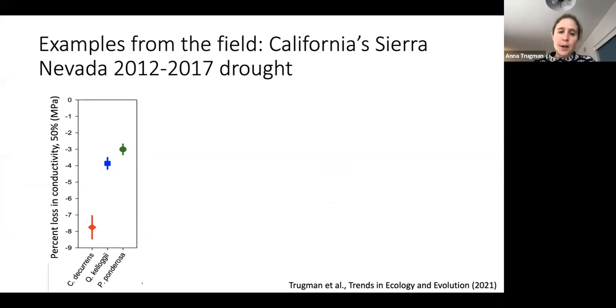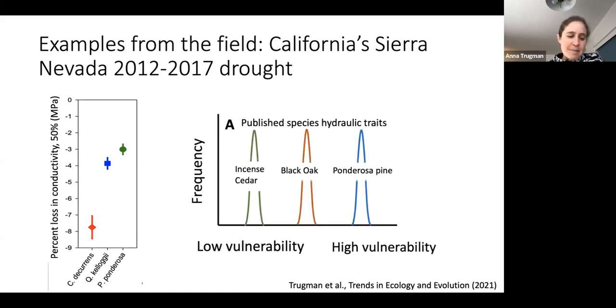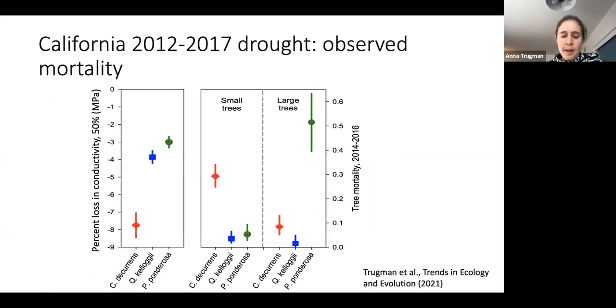Another example from a little closer to home is at these plots that I showed earlier that Indra is working with, through collaboration with Nate Stevenson and Adrian Das. This shows the P50 value, a trait that's a metric of hydraulic vulnerability, across incense cedar, black oak, and ponderosa pine, which are three main species at these plots. Based on P50, you might expect incense cedar to be the most vulnerable and ponderosa pine to be the least vulnerable.